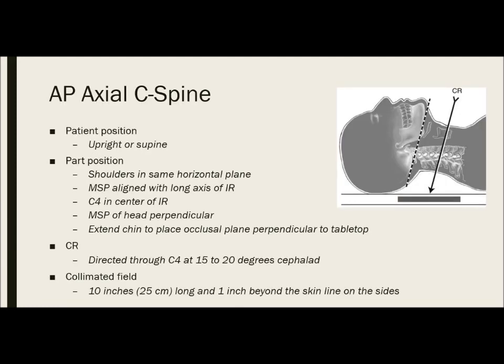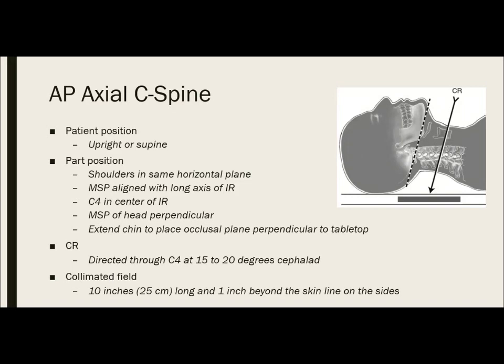Okay, the next projection is the AP axial C-spine. Our patient position for this one is upright or supine also. Our part position for this one, our shoulders need to be in the same horizontal plane. That way our patient's not rotated. Our mid-sagittal plane is going to be aligned with the long axis of our image receptor. Our C4 is going to be centered in the middle of our image receptor, and our mid-sagittal plane of the head is going to be perpendicular.